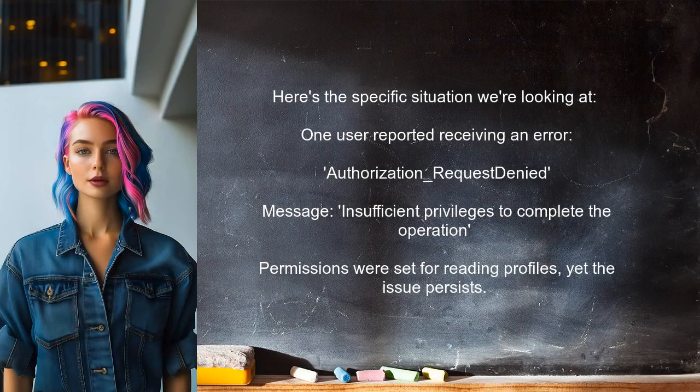Let's dive into the specific situation at hand. One user reported receiving an error code, "authorization request denied," with the message "insufficient privileges to complete the operation" when trying to access the Graph service client. They confirmed that permissions were set for reading profiles, yet the issue persists. Sound familiar? Let's explore this together.